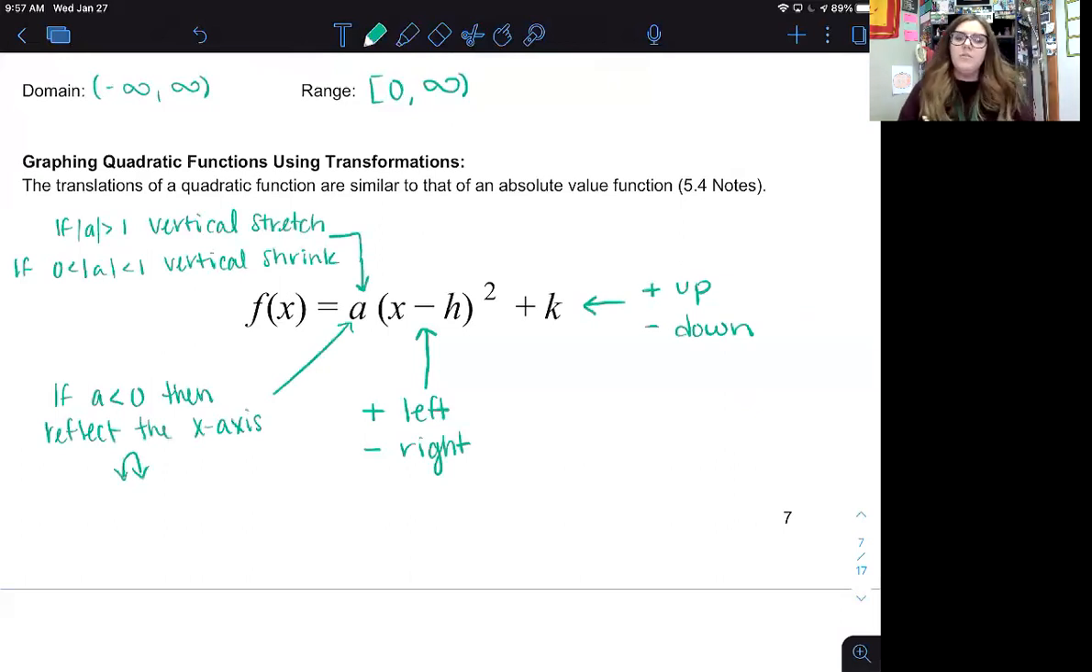Okay. So all of those rules are the same as what we saw. The only thing that has changed is instead of the absolute value bars, we have a squared. And what that squared does is determine the shape of our graph to be a parabola.